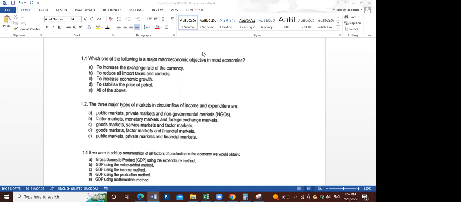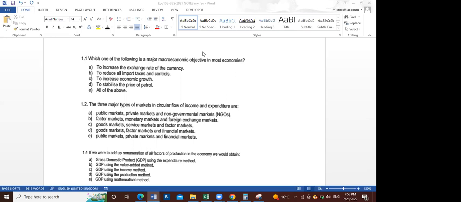So we talked about the circular flow of income and spending, and we talked about the markets that are created. A is stating public markets, private markets, and non-governmental markets. B is stating factor markets, monetary markets, foreign exchange markets. C is stating goods market, service markets, factor markets. D is stating goods markets, factor markets, and financial markets. Then E is stating public markets, private markets, and financial markets.